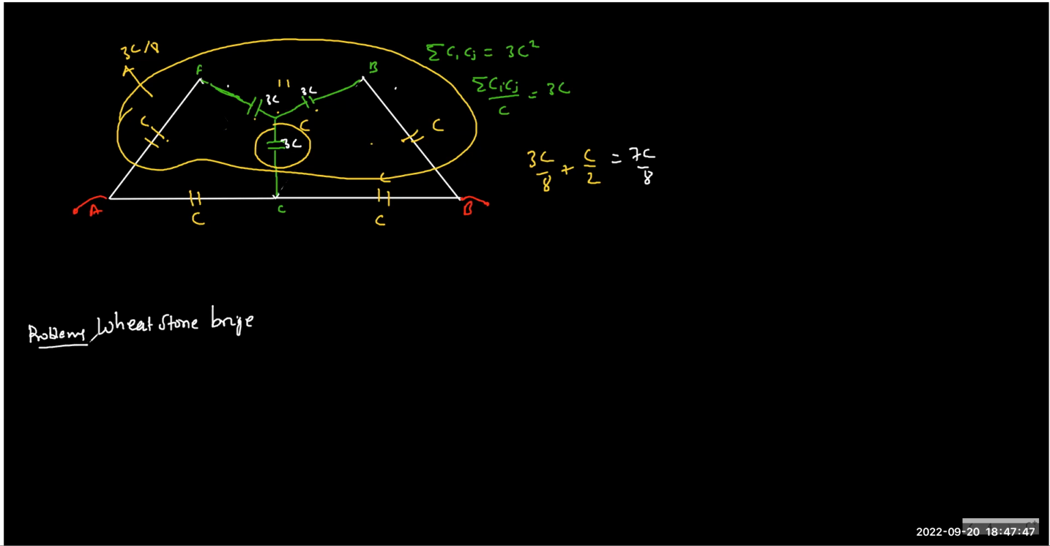So, problems based on Wheatstone bridge, and you can clearly see the spelling of bridge is wrong. So the Wheatstone is the name of the person. Okay.